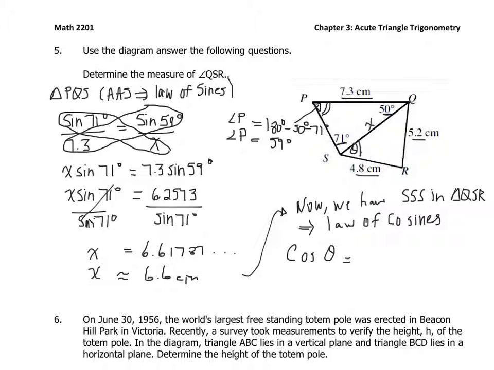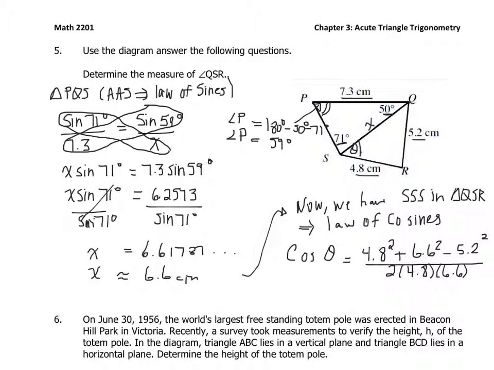So cos of theta equals the two sides around the angle that you're looking for, which are 4.8 squared, plus the other one is x that we just found, which is 6.6 squared, minus the side across from the angle that we're looking for squared, all over 2 times the 4.8 times the 6.6.